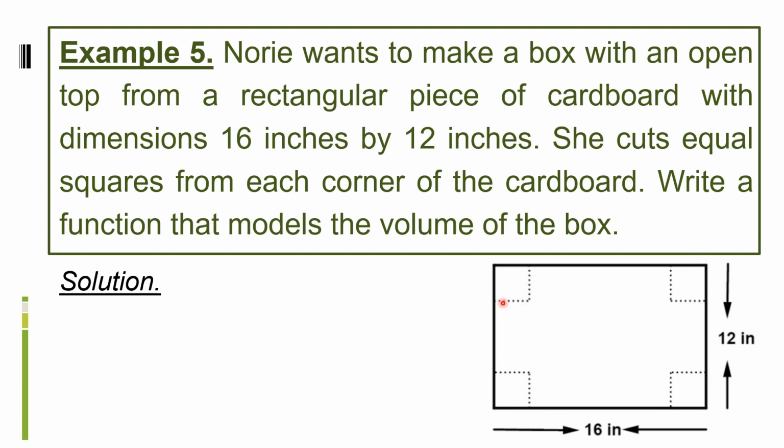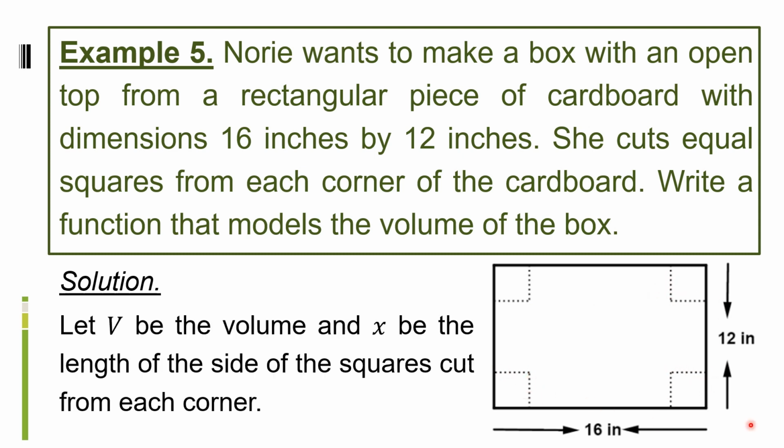Magkakaltas tayo dito ng square from each corner. And we let V be the volume and x be the length of the side of the square cut from each corner. So, bawat square dito, x yung dimension niya. So, x, x. So, ano na yung magiging width? That is now 12 minus 2x kasi dalawang x yung natanggal. And the length now is 16 minus 2x kasi dalawang x din yung natanggal.